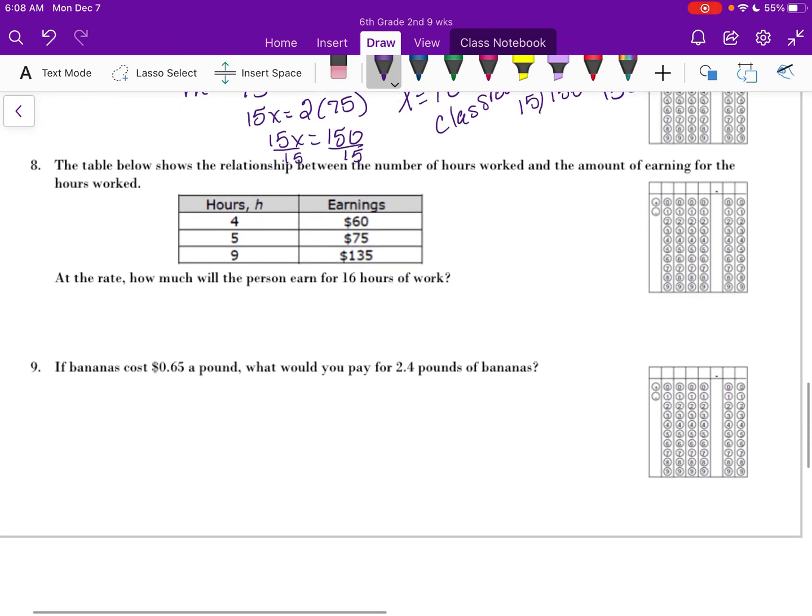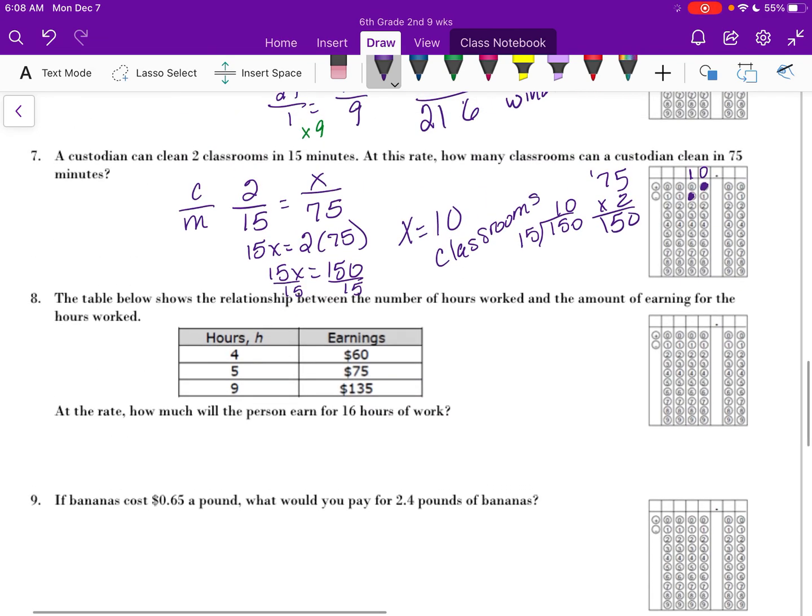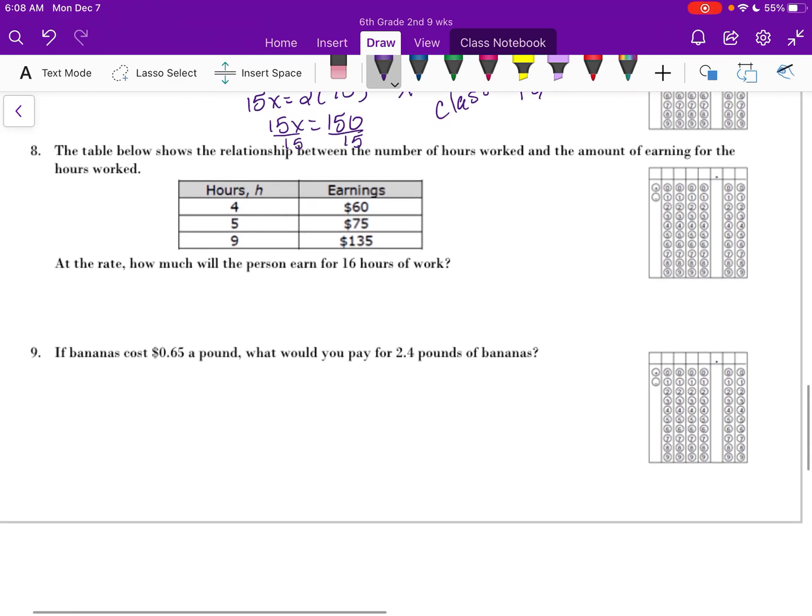All right, number 8, they throw in a table. And so they're basically giving us extra information. Now in all the ones that we've done so far, they've given us just enough information for us to answer. But number 8, they give us extra information by putting it in a table. It shows the relationship between the number of hours worked and the amount of earnings for the hours worked. So we've got hours and how much they earned. So how much money they made for that many hours. It says at this rate, how much will a person earn for 16 hours?